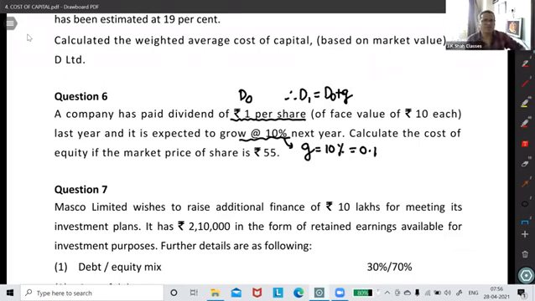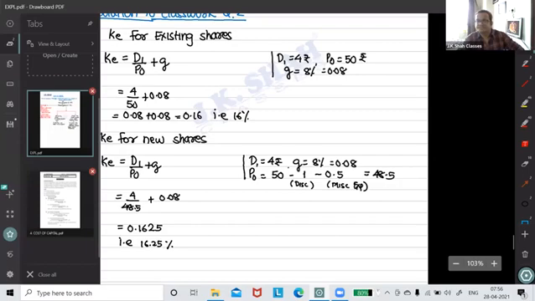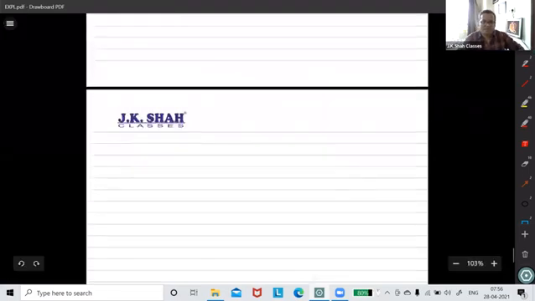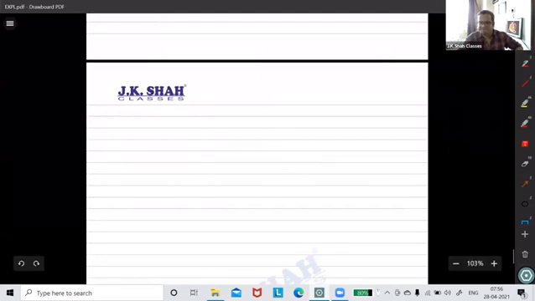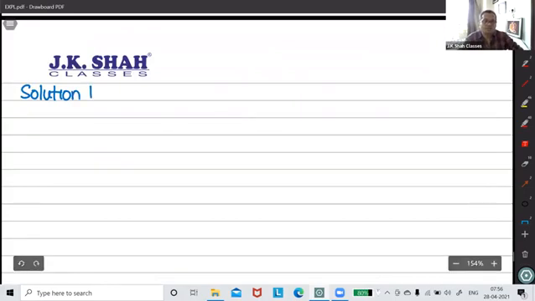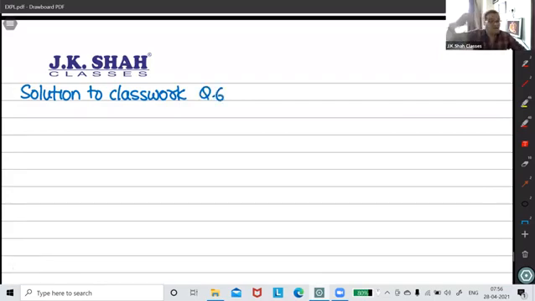Calculate the cost of equity if the market price is how much? 55. These are all small questions, basically to get you used to this calculation. Okay. So let's solve. Solution to classwork question 6.